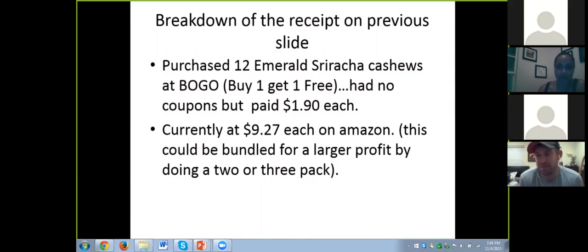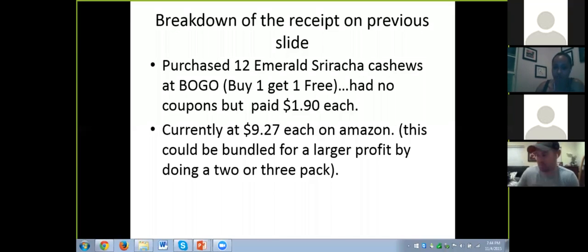All right. So on these cashews, I purchased them buy one, get one free. I had no coupons. I don't always have to use coupons, by the way, because I just scan the item. If it's profitable, I'll still go ahead and get it. They were like $1.90 each. Currently selling for $9.27 each on Amazon. This is just a single. So probably what I would do is just bundle it. And hey, 9 times 3, maybe $27 or $29.99 for a 3-pack. And you're paying about $6 for it. So your ROI is easily over 200%, I'd say.